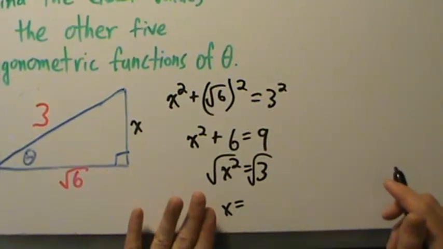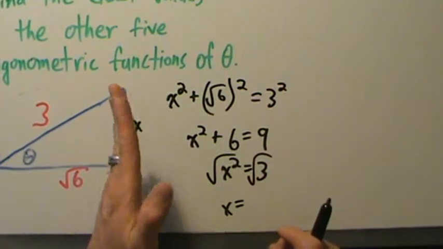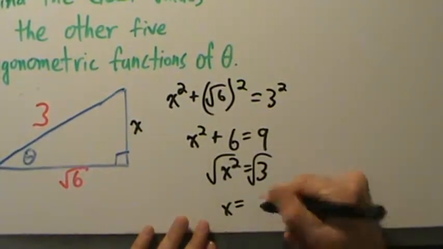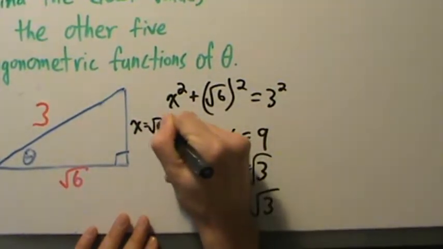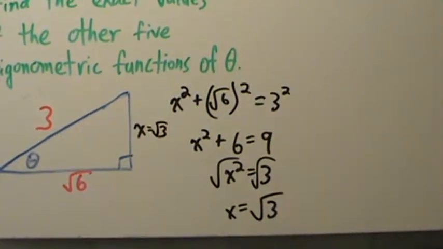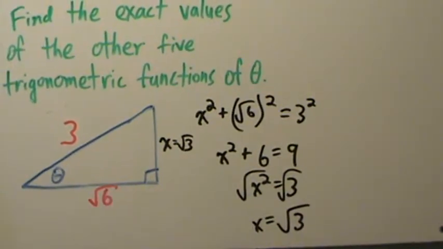There's a positive and a negative root, but we're only going to take the positive root because x represents the length of a side of a triangle. So x equals positive square root of 3. Okay, so now that we have that, we can start evaluating the trig functions.